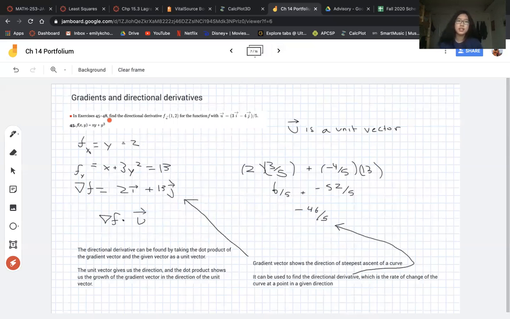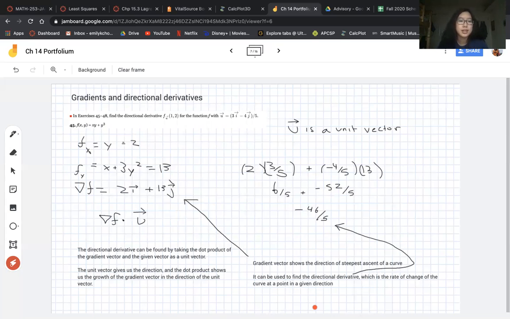After those three sections that were sort of just an introduction, we move into gradients and directional derivatives. So the gradient vector shows us the direction of the steepest ascent of a curve, and we have that here. It can be used to find the directional derivative, which is the rate of change of the curve at a point in a given direction.